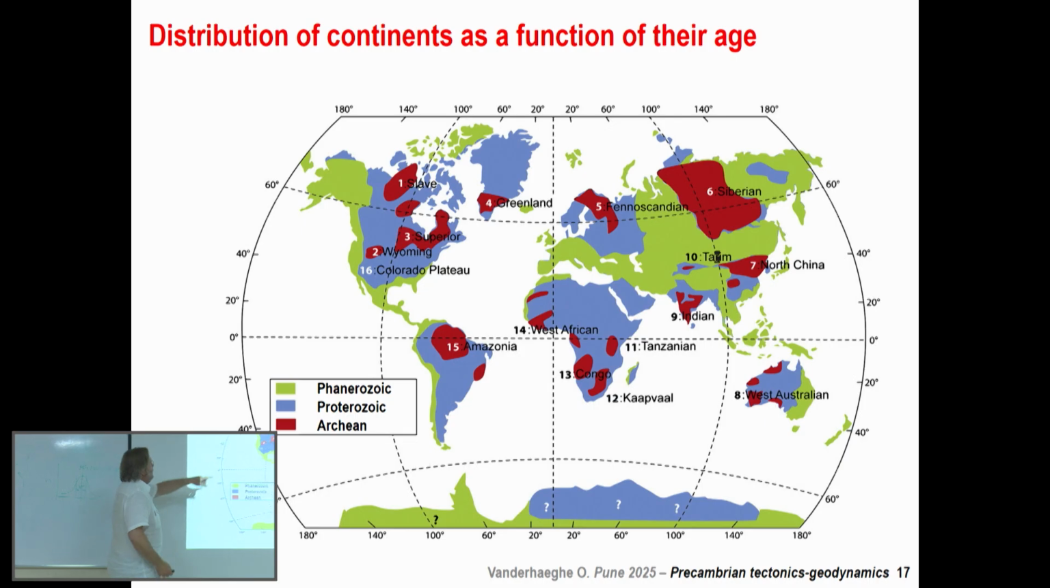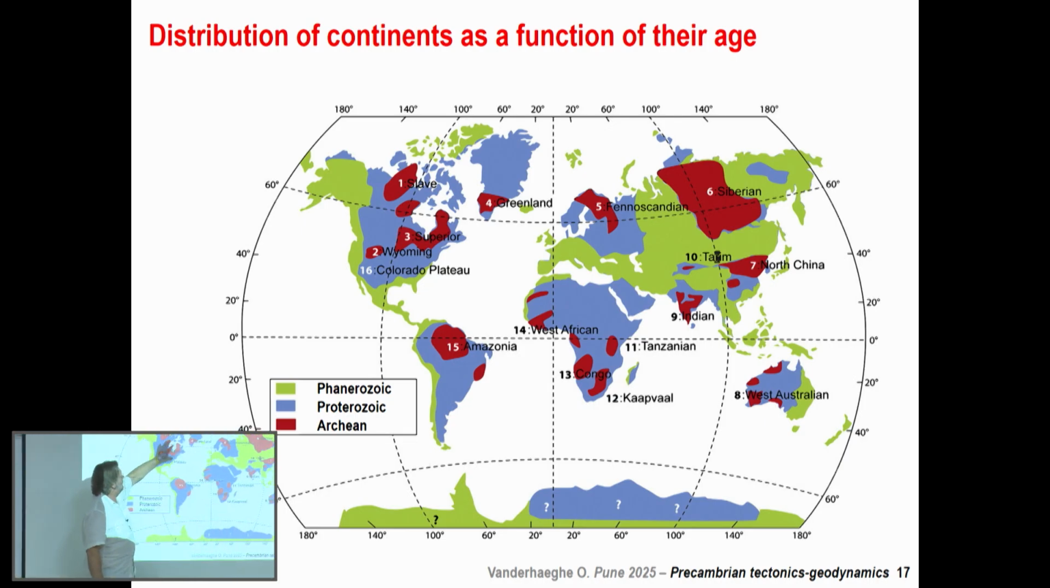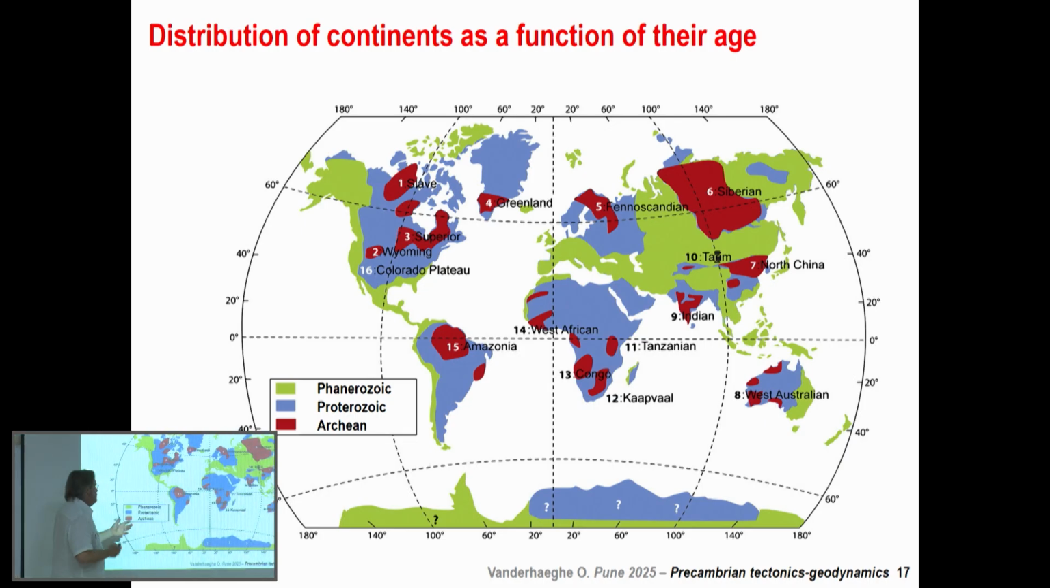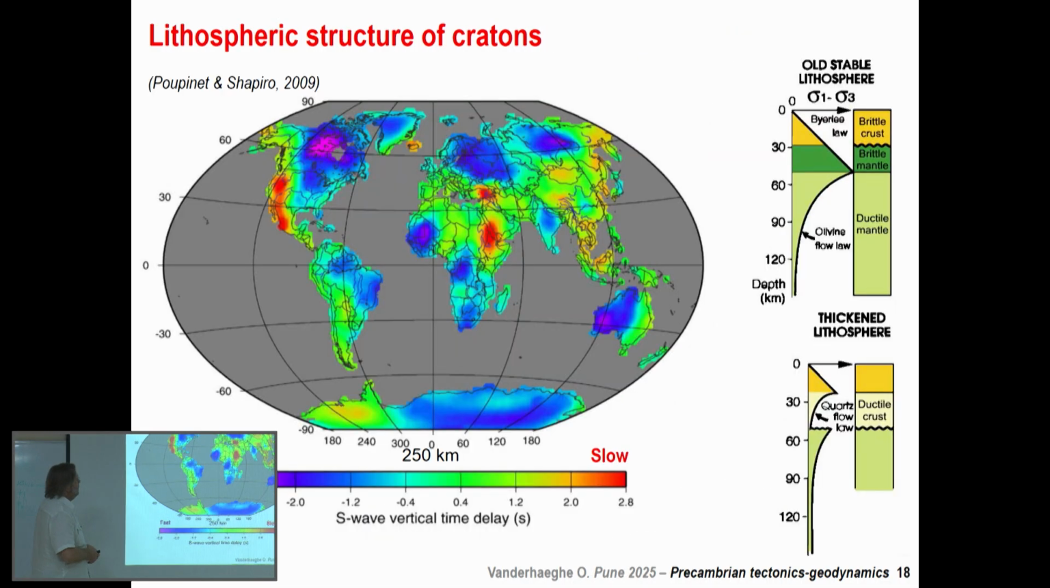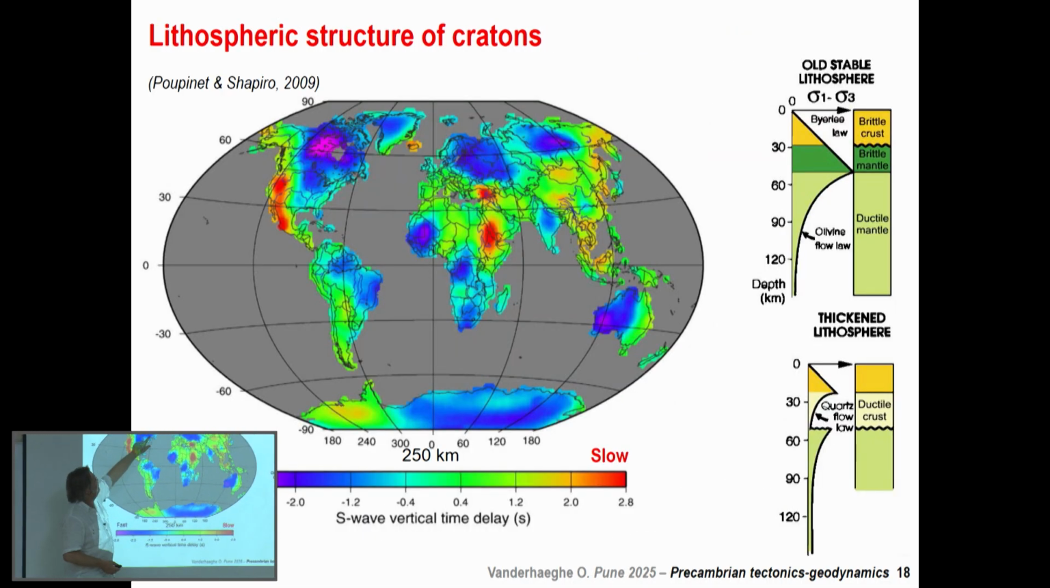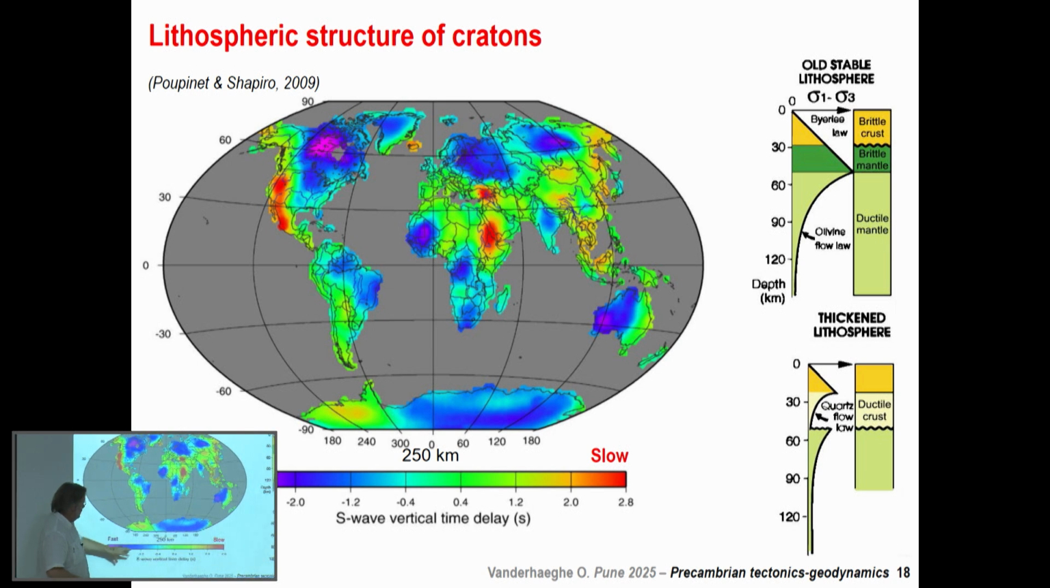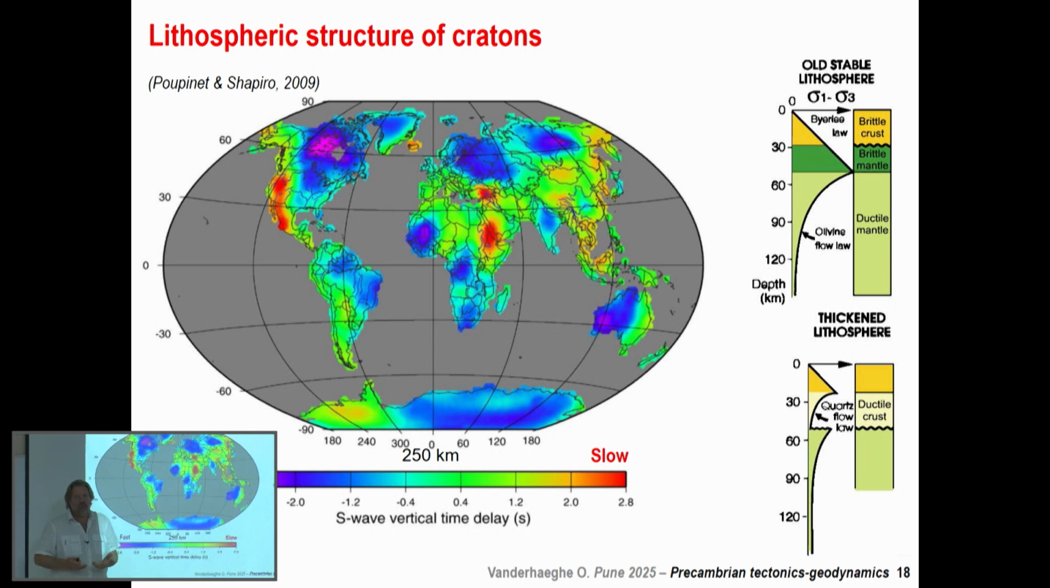And these old Archean, and somehow maybe we can extend that to the Proterozoic cratons, are associated with blue zones in seismic tomography, which is fast, which means rigid and cold. So you see that the cratons are underlain by thick lithospheric roots.